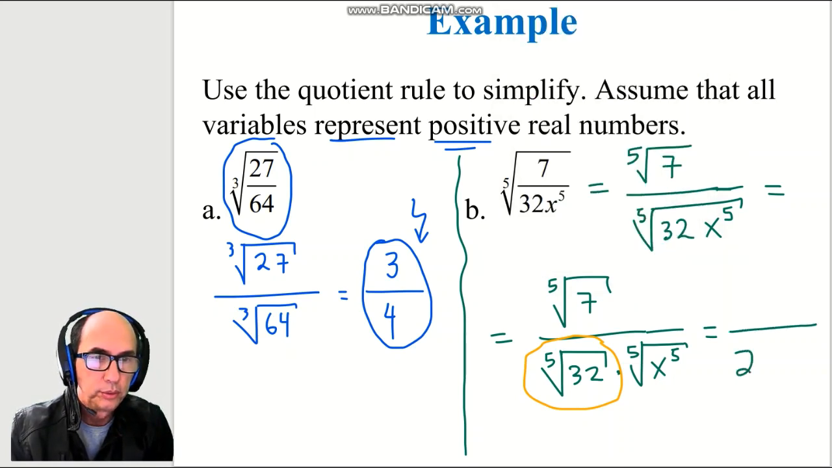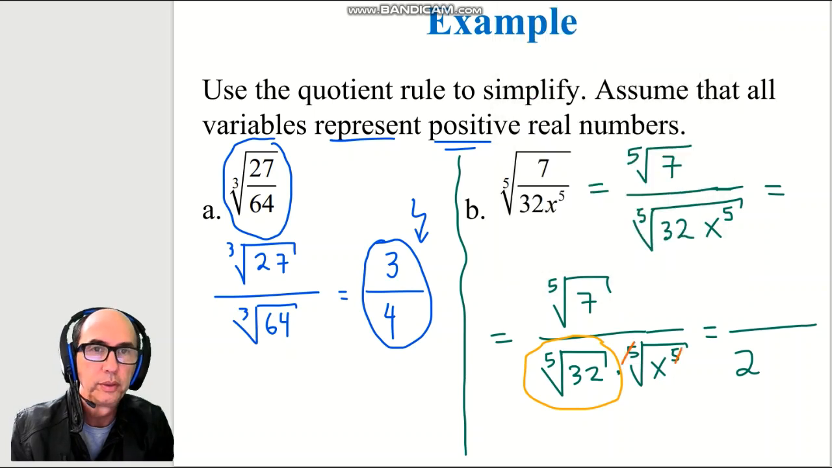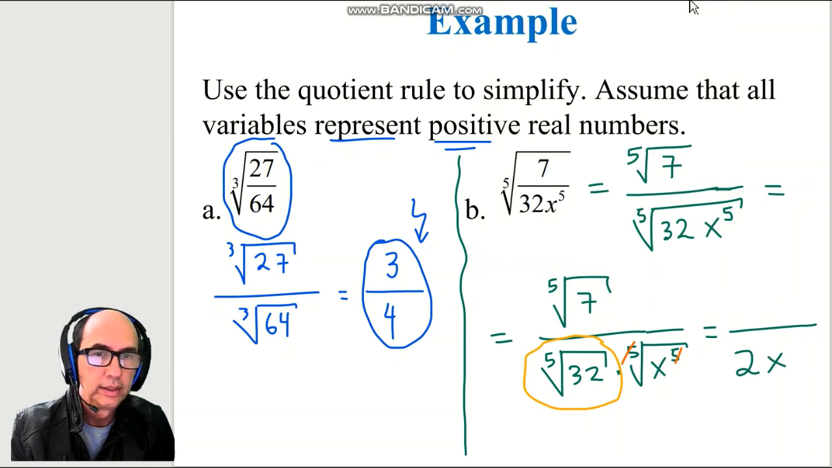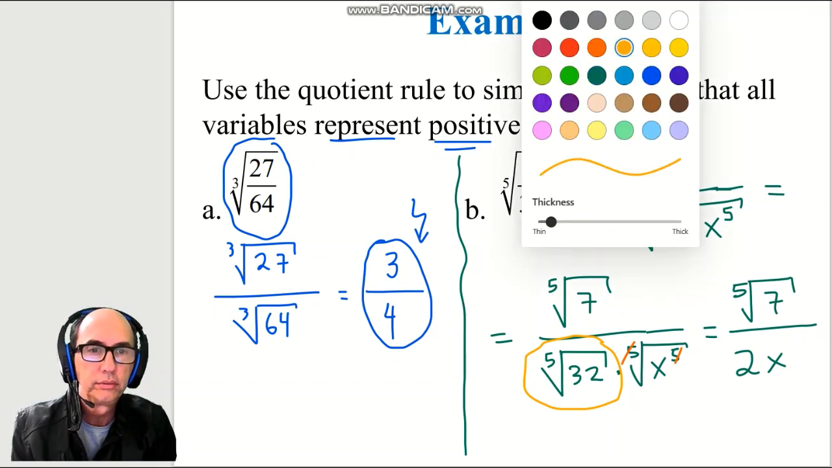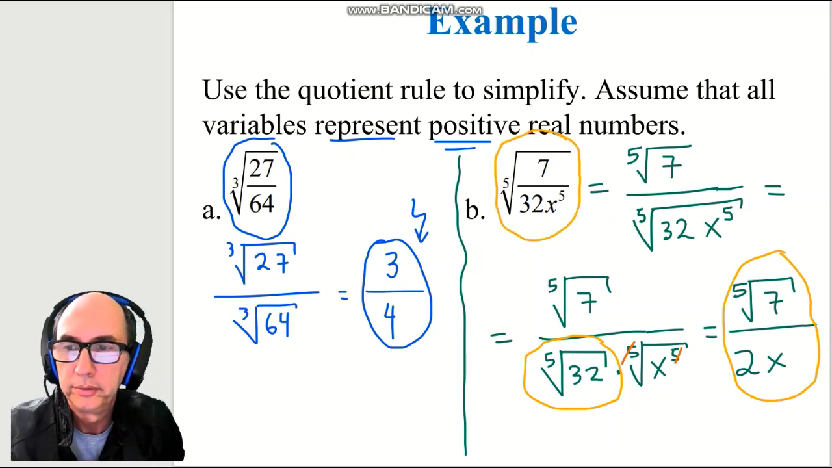So 2, and this we can simplify. Fifth root with the power of 5, so we have x. Fifth root of 7 on the numerator. Okay, a much simpler version of the original expression.